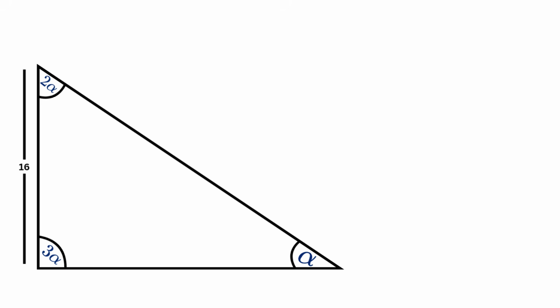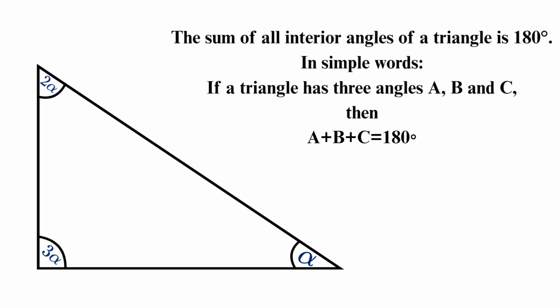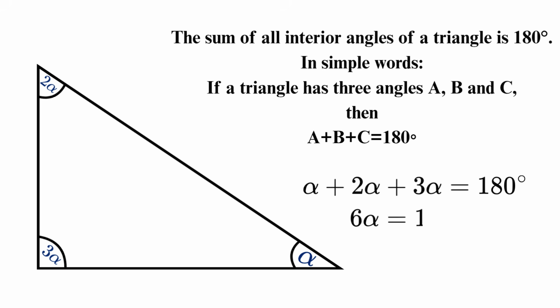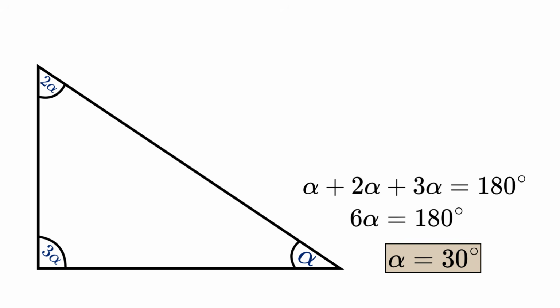Now, to find each angle of the triangle, you must know that the sum of all interior angles of a triangle is always equal to 180 degrees. So the sum of alpha, 2 alpha, and 3 alpha will be 180 degrees. Therefore, we can write alpha plus 2 alpha plus 3 alpha equals 180 degrees. By adding these three terms together, we get 6 alpha equals 180 degrees. Now dividing both sides by 6, we get alpha equals 30 degrees. So the value of angle alpha is 30 degrees.